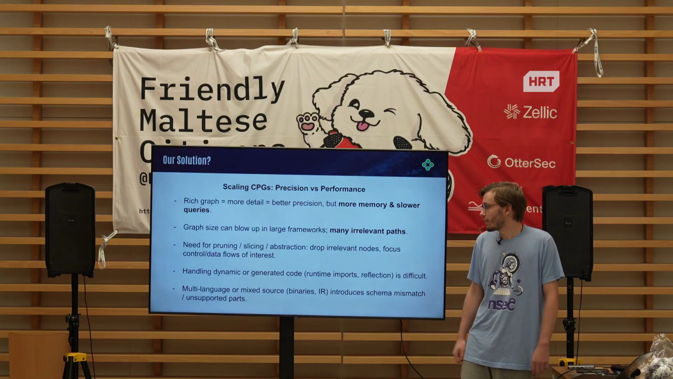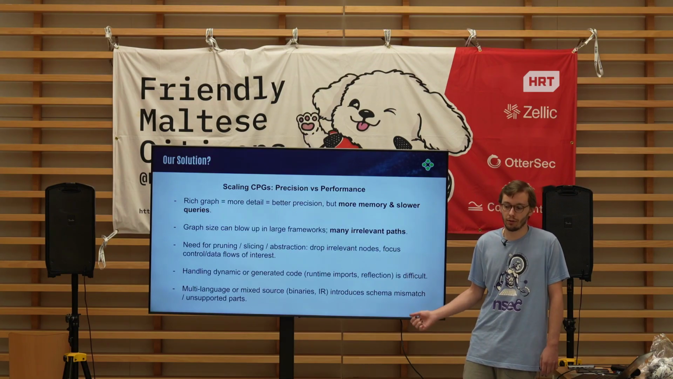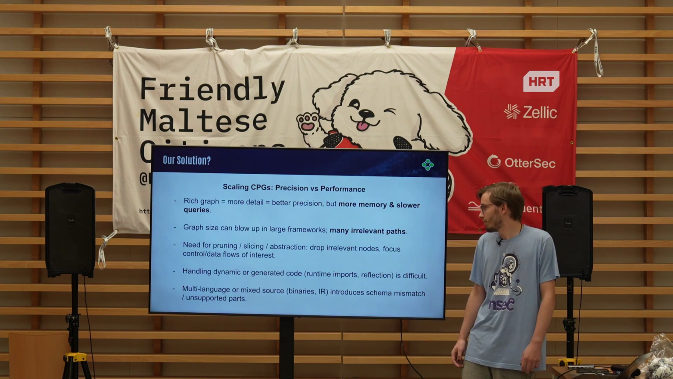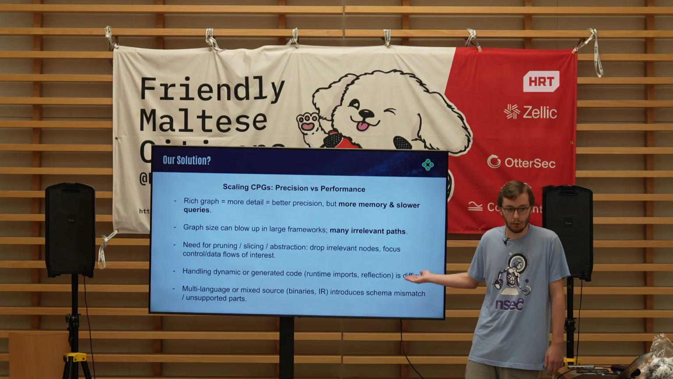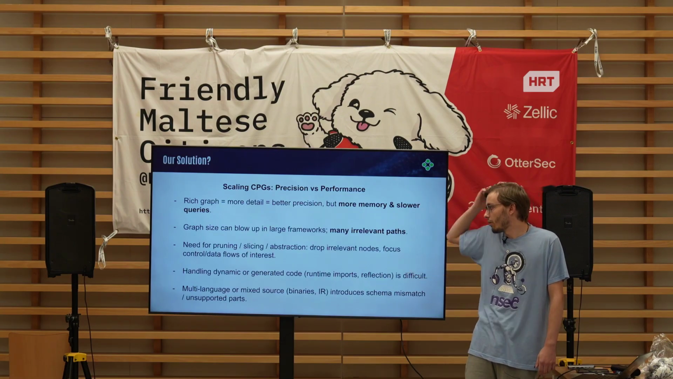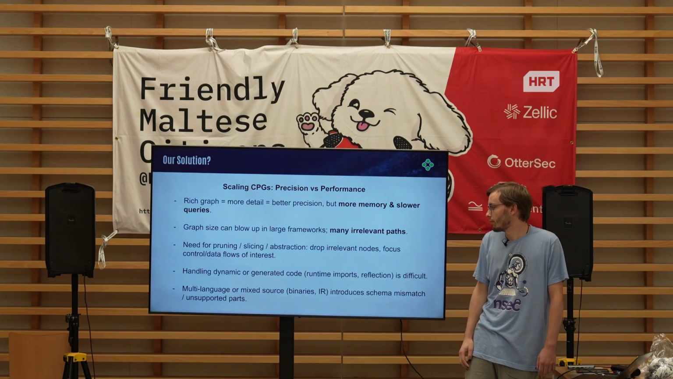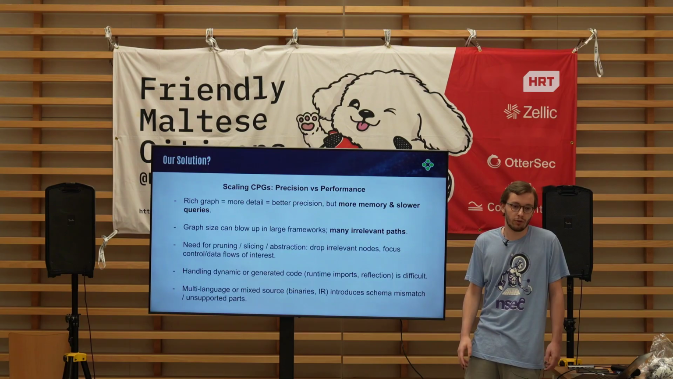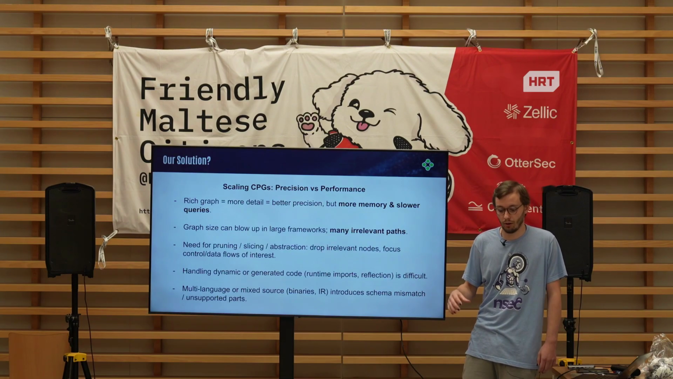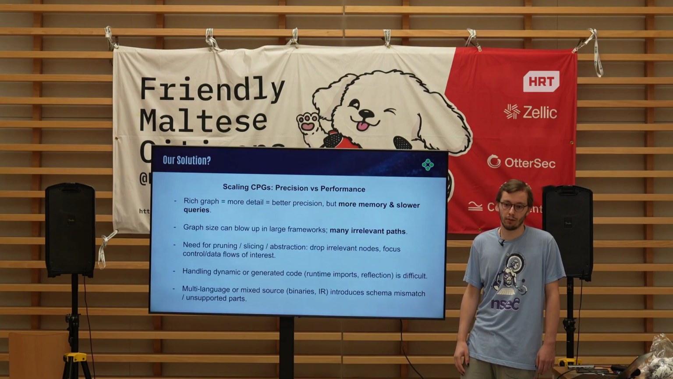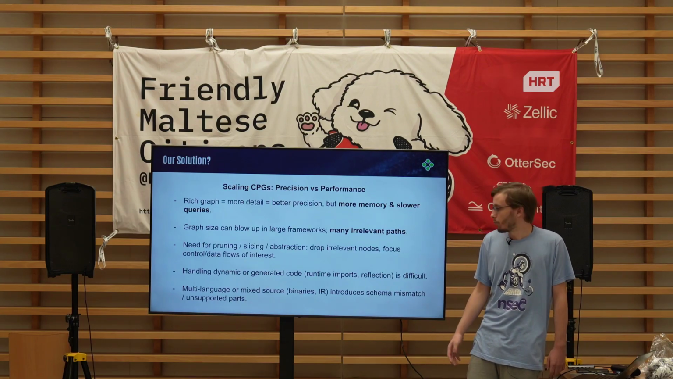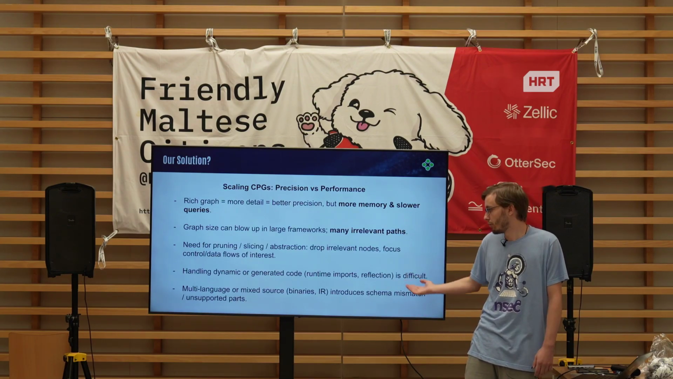Also, graph size can be very, very big. If you used it on TensorFlow, the project is like 4 million lines of code. There are many lines you just don't care about. There is also the need for pruning, slicing, and abstracting all the irrelevant nodes, the control and data flow that you might not care about. Maybe in your case, you will target a code base and you know that the attacker will never have control of the environment, which is often the case. Well, you just don't care about those parts, so you should prune them.